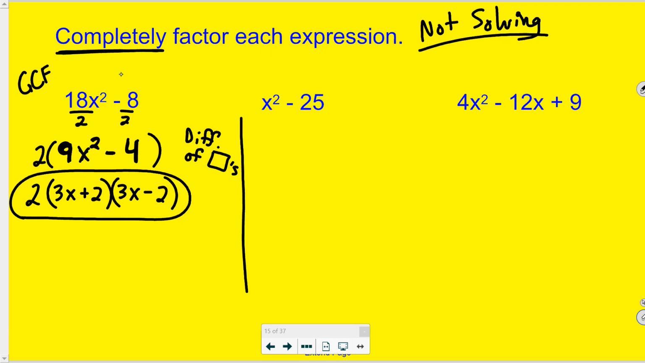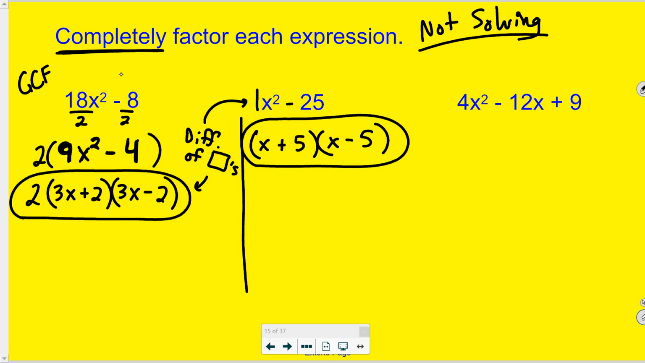The next one is also a difference of two squares. You've got 1, which is 1 times 1, so 1x and 1x, and you've got 25, which is 5 times 5. Since it is a difference, one gets a plus, one gets a minus. If you need to prove to yourself why that works, use the box method or the extended distributive property and expand that back out, and you'll see the middle term drops out.